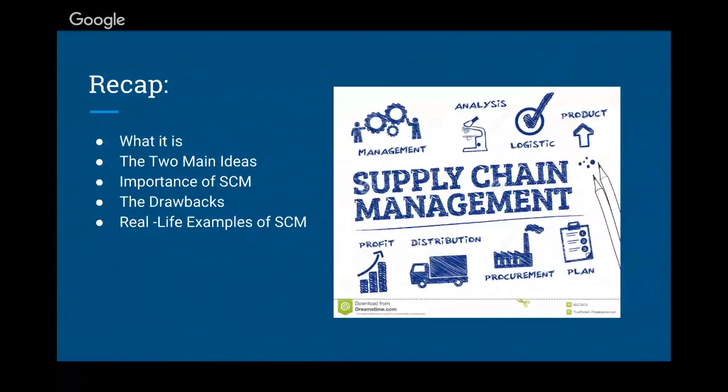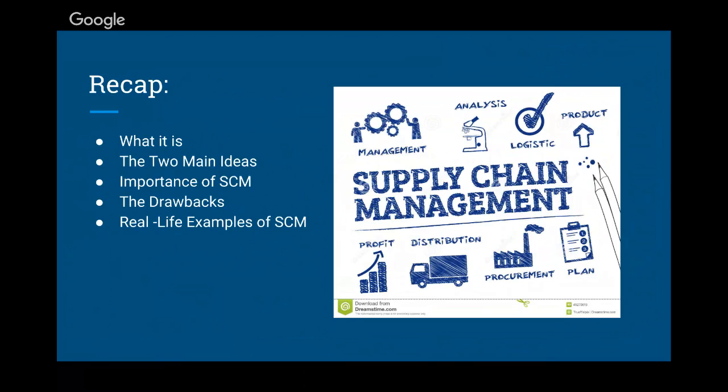So now I'm going to give you a little bit of a recap of what I just talked about for the past few minutes. So first I talked about supply chain management and what it is. Then I talked about the two main ideas of supply chain management. After that, I talked about the importance of supply chain management for society, business, and cost management. And then I gave you a couple of drawbacks that supply chain management actually may have. And finally, I ended with real-life examples of supply chain management being implemented in businesses, which I talked about Walmart and Coca-Cola.